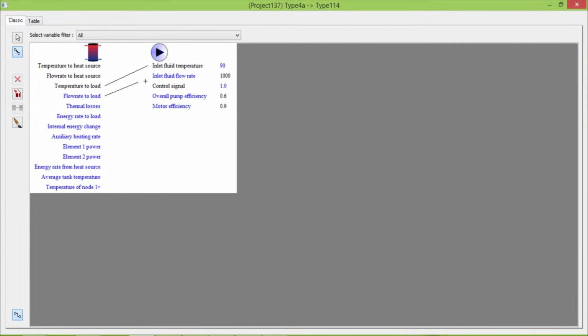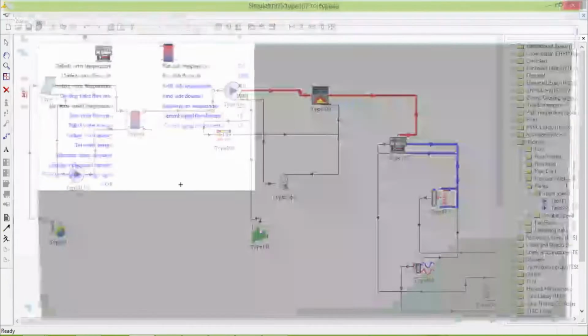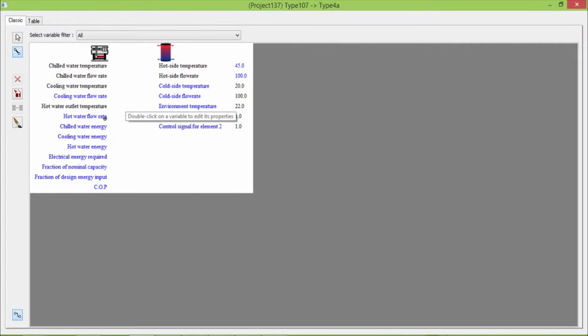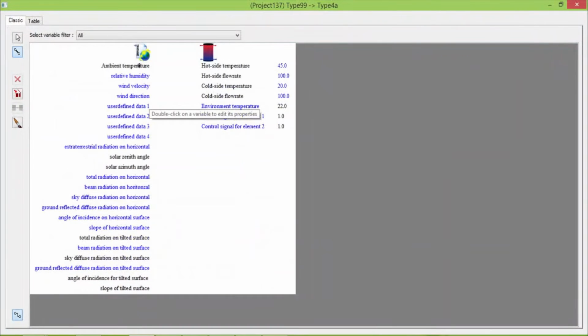Temperature to load, flow rate to load, and we need to connect on here also. Hot water flow rate will go to cold side. So here. So we will connect the ambient temperature with the environment temperature.